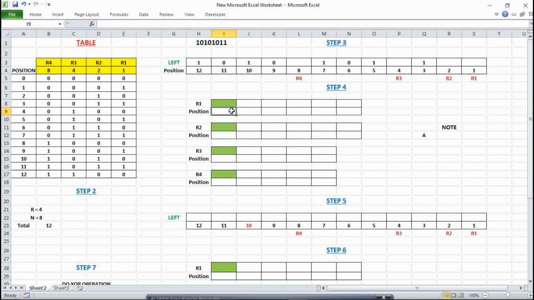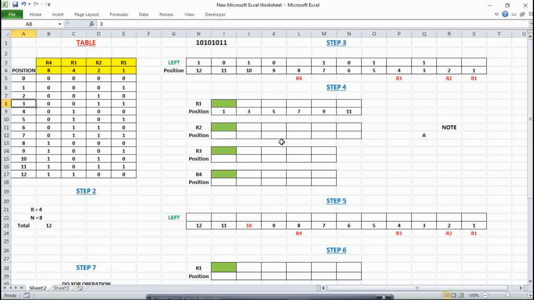Now look, at one position, 1 is coming. So right here in the position value 1. At 1 position 1 is coming. At 3 position 1 is coming. 5 position 1 is coming. 7 position 1 is coming. 9 position 1 is coming. And 11 position 1 is coming. Look, at 11 position 1 is coming in the R1 column. At 9 position 1 is coming in the R1 column. And similarly at 5th and 3rd 1 is coming.